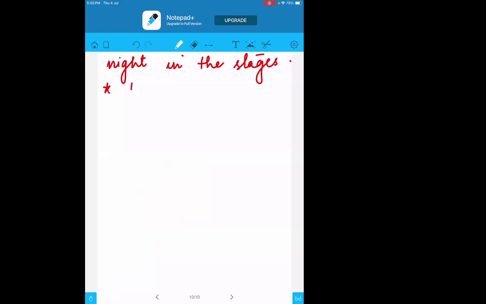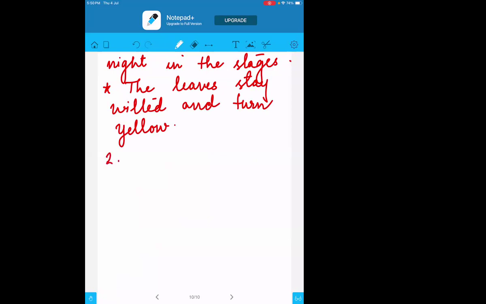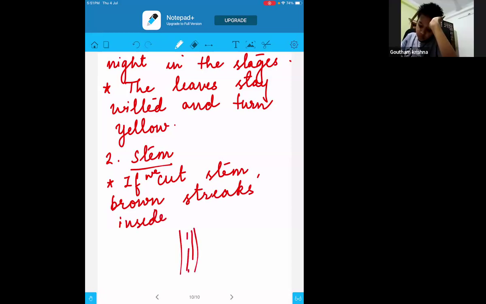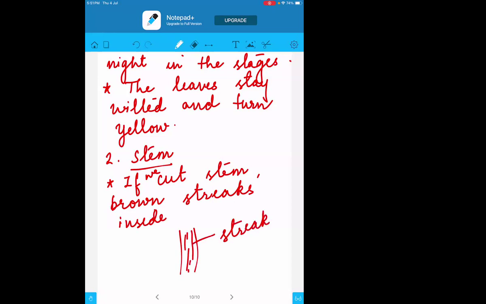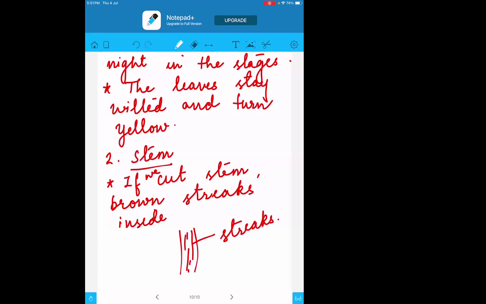And then eventually later on, the leaf will stay wilted and turn yellow. So slowly and gradually the leaf will wilt and then turn yellow in color. This was about the leaf. Now talking about the stem. If we cut the stem, you will be able to see brown streaks inside. When you cut the stem, in the inner part of the stem the brown streaks or lines will be present. So that is how it happens in the wilt of potato.